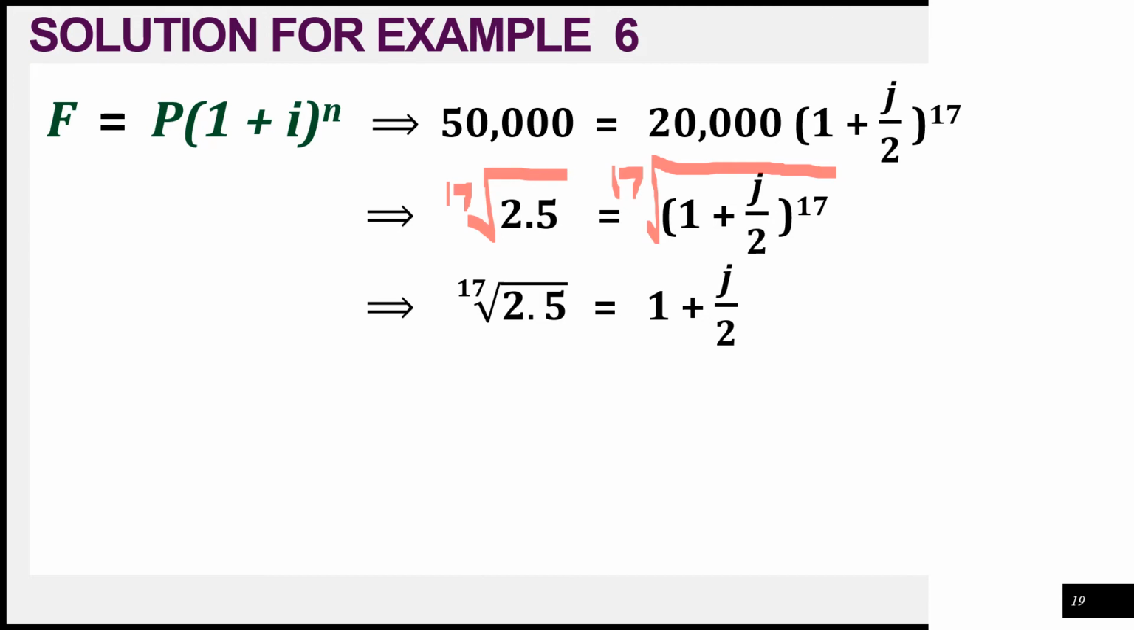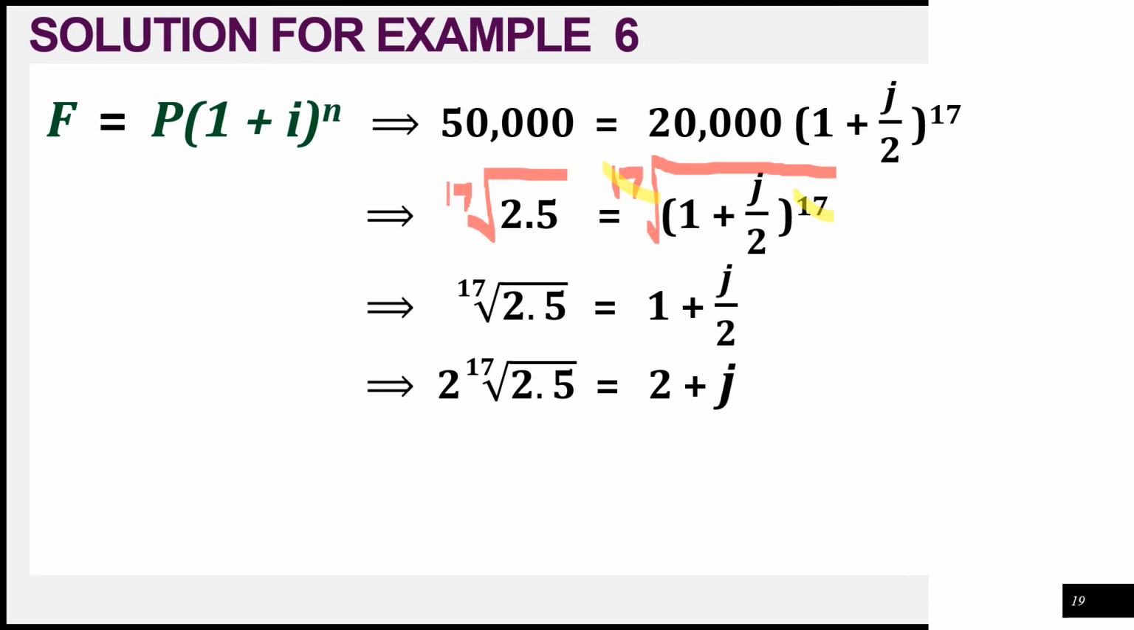Okay, so this will become cancelled and eliminated. Therefore, we have here the 17th root of 2.5 is equal to 1 plus j over 2. Now, we have to make sure that we are going to get j alone on one side of the equation so that it will be easy for us to solve. But then, there's still a denominator which is 2. Now, we are going to eliminate this 2, and we can do that by this one.